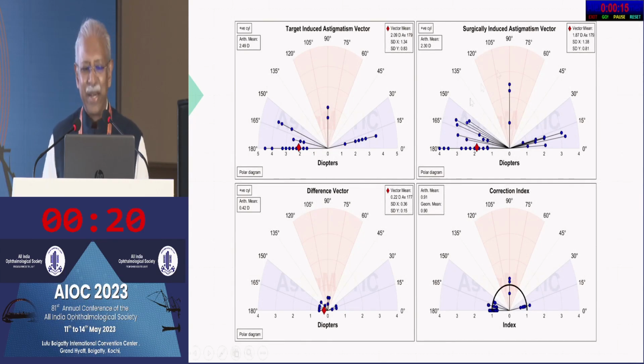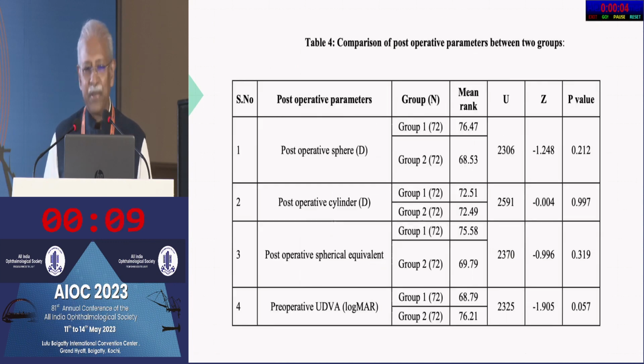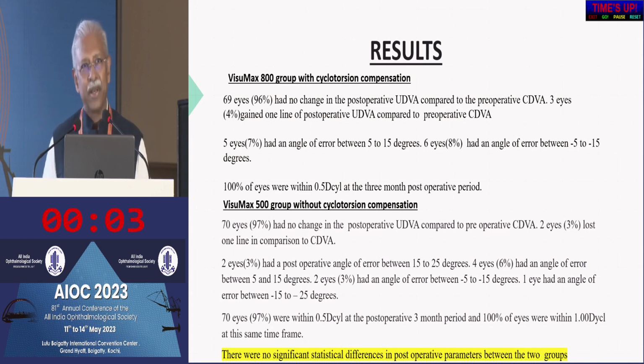This is the vector analysis. You will find the vector mean analysis was 0.22 in the VisuMax 800 group. It was 0.37 in the VisuMax 500 group. So we'll skip all of these. As a study, finally, the visual outcomes were not significantly different, but there was definitely a difference in the accuracy of the cylindrical outcome in the VisuMax 800. And that is what we're looking forward to.